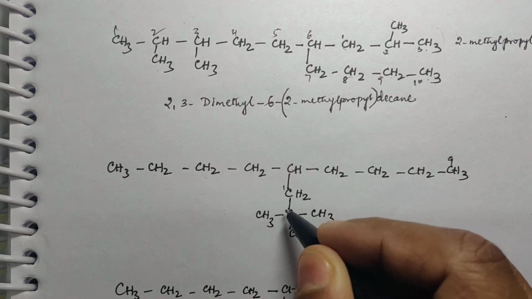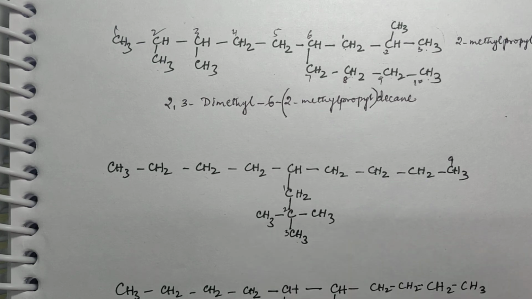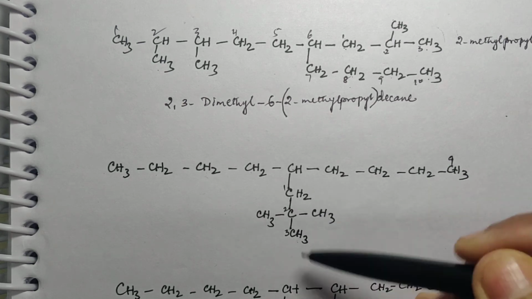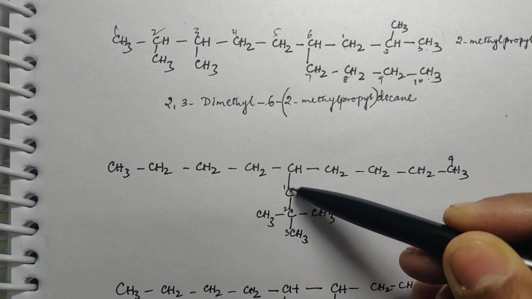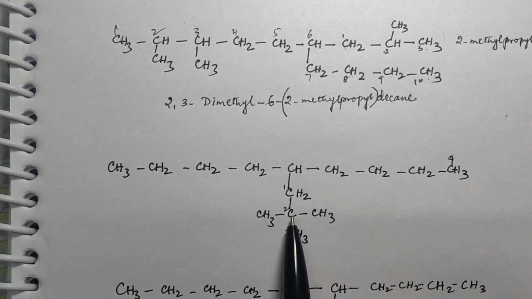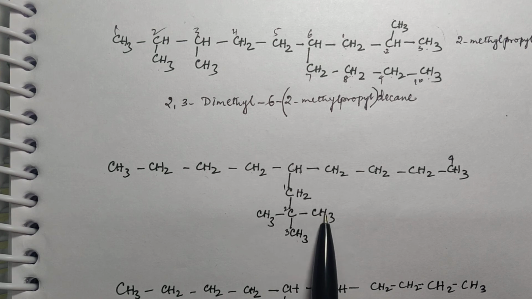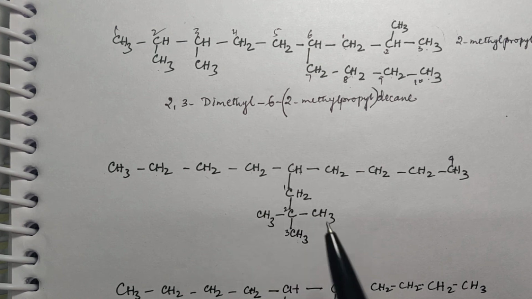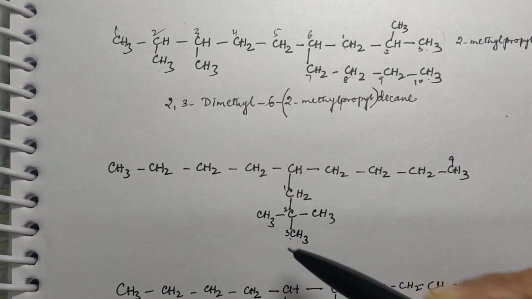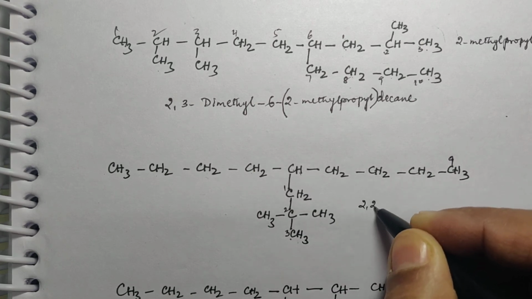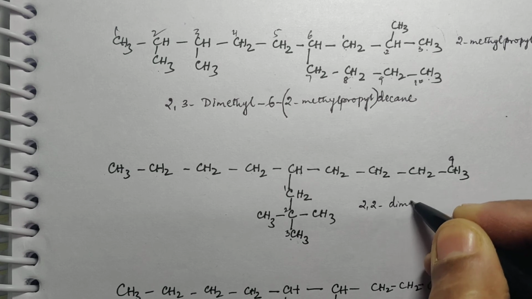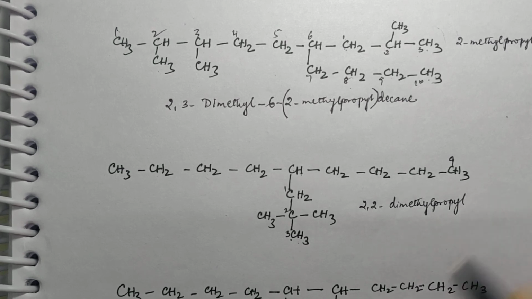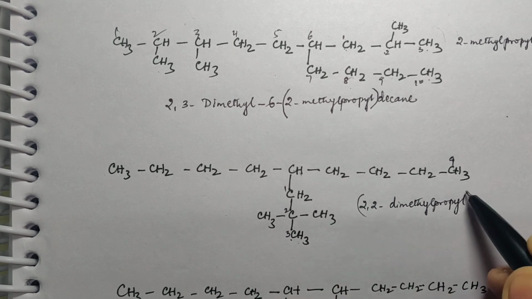Now this is number 1, this is number 2, this is number 3. That means it is a propyl chain. 3-carbon chain is a propyl chain. Now within the chain, you are having 2 branches at the 2 position, is it not? So it is 2,2-dimethyl propyl. Okay, how do you name it? 2,2-dimethyl propyl. This is how you will name the branch.